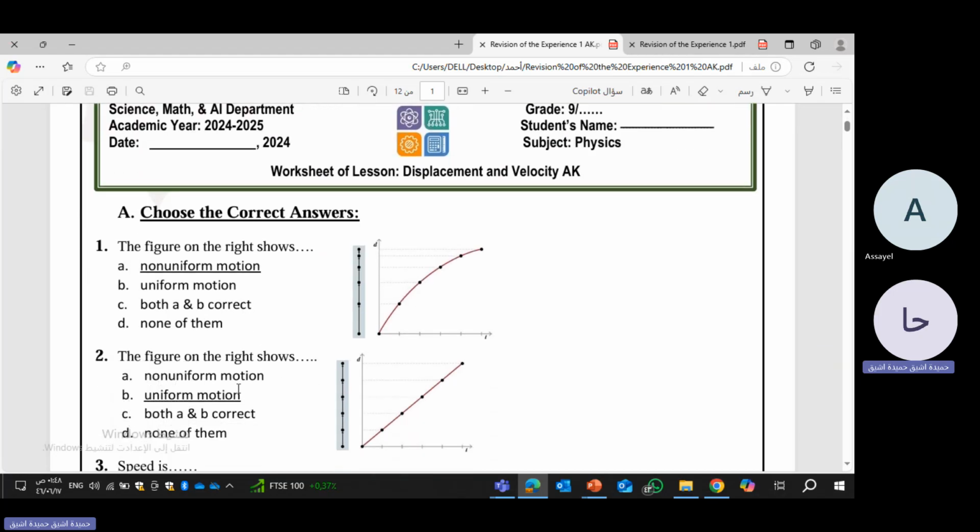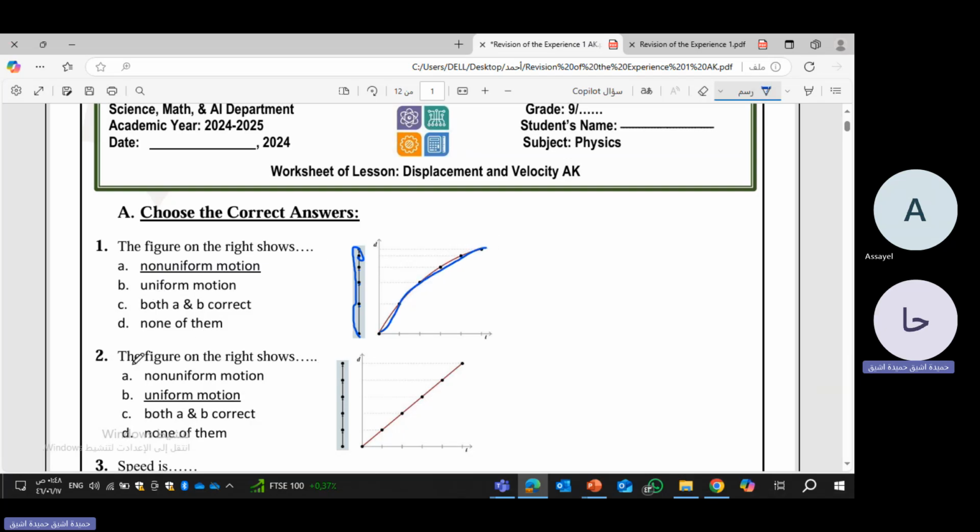Okay, so the first worksheet, this is about displacement and velocity. So this figure on the right shows us what? Shows us non-uniform motion. Why is it non-uniform motion? Because look at the dots, they are not equal dots. So first of all it was speeding up and then slowing down. So this is what we call non-uniform.